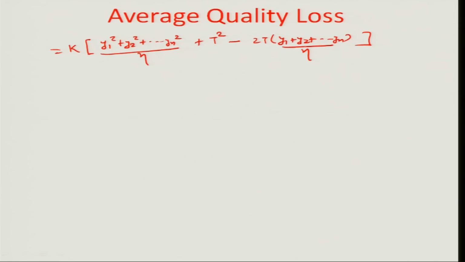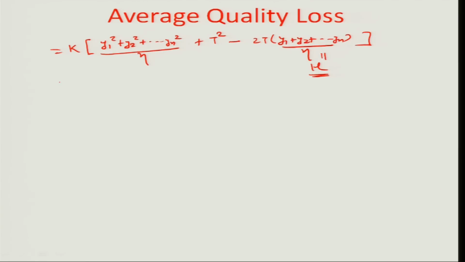And as we can see from here, you have the possibility of introducing the mean quality characteristic mu, which is actually (y1 plus y2 plus so on up to yn) divided by n. Okay. In this particular way.